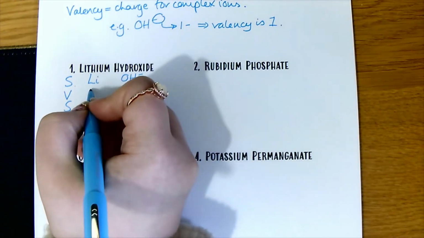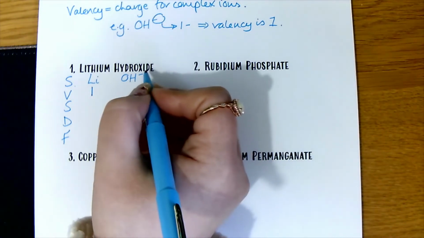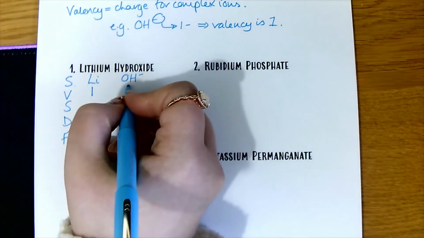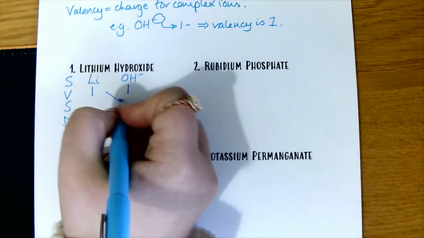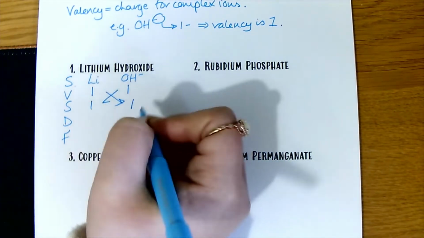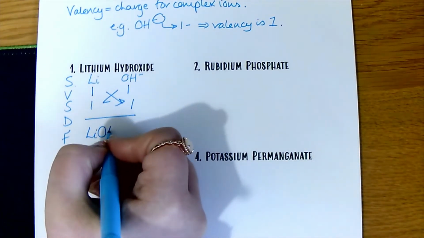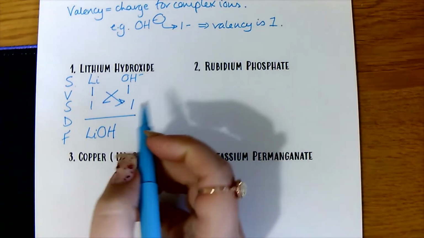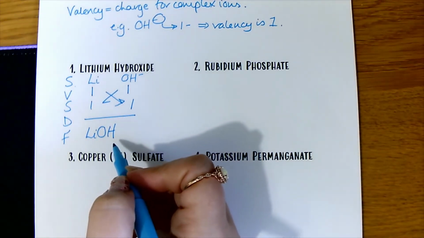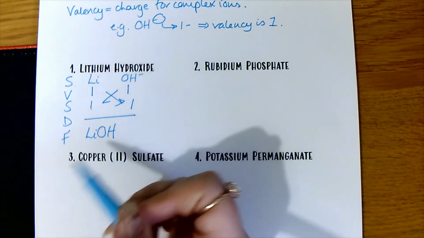Lithium is in group 1, it has 1 unpaired electron, so it's a valency of 1. Hydroxide has a 1 negative charge, so it has a valency of 1. Remember, charge equals valency. We then swap these, can't divide them, and we get LiOH for our formula. If you're not asked to provide the ionic formula, then you do not need to put the charges in the final step.